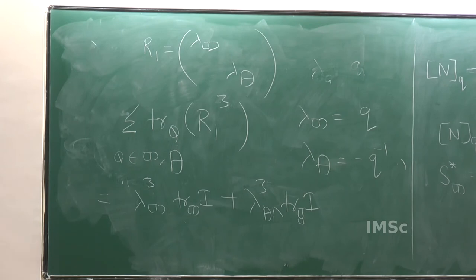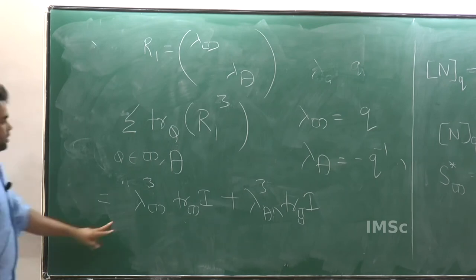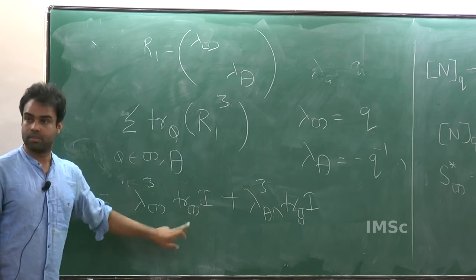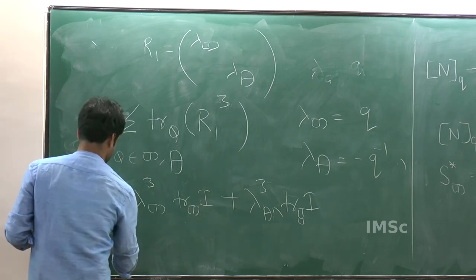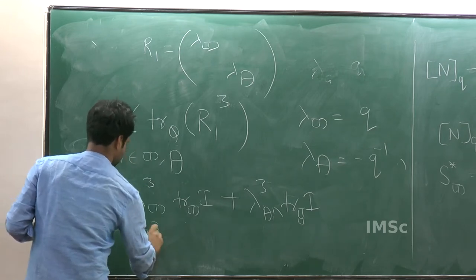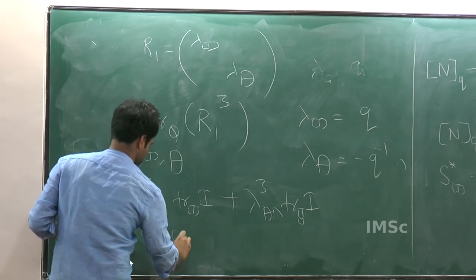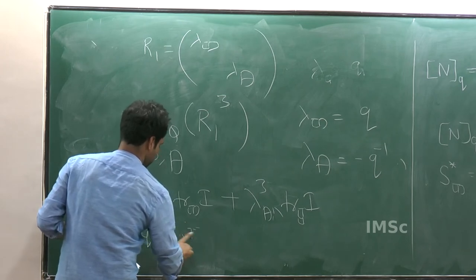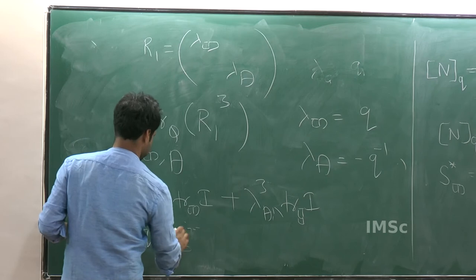Is this clear? Now this we know, and this is just a quantum dimension of this. Can you just do it? Yes, so let me write. Lambda, so this is q to the power 3. And this is for SU(N). No, it's SU(2), so it's just a 3.